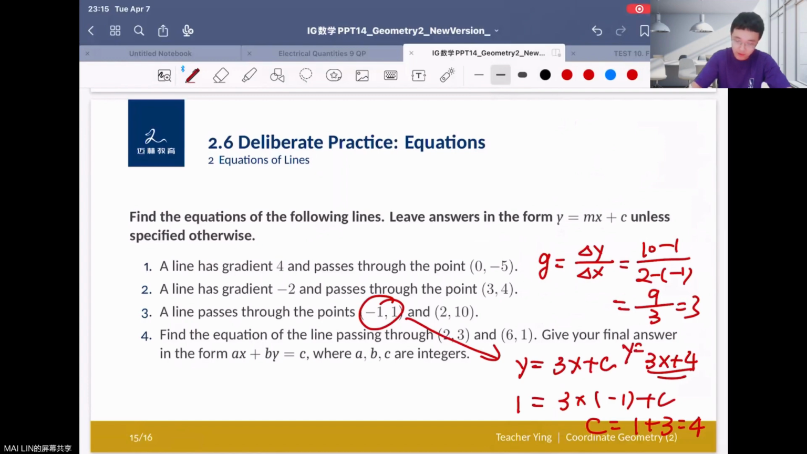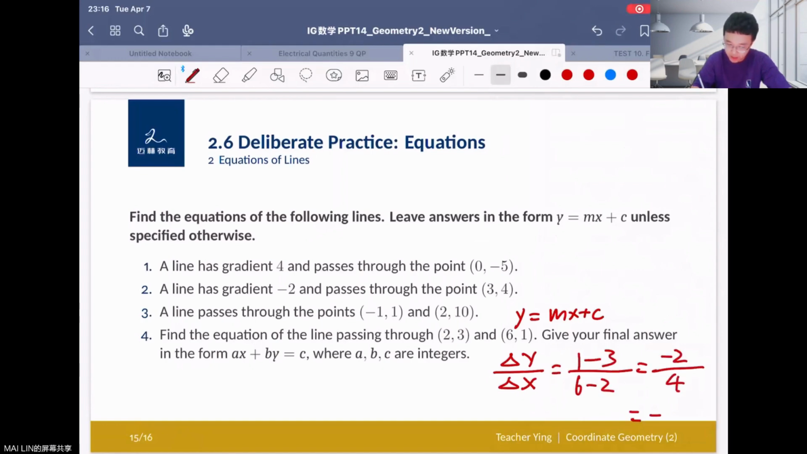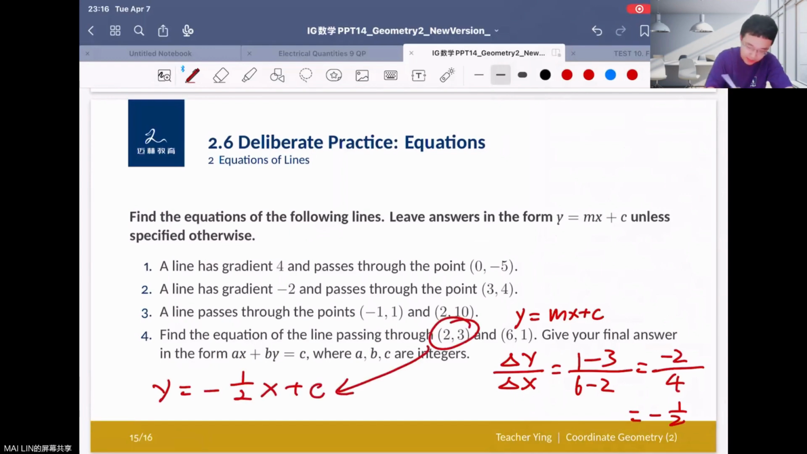And for the last question, first we can write it down in the normal form as y equals mx plus c. So here we are given 2 points, so we can use change in y over change in x to find the gradient, right? So here the gradient is delta y over delta x equals 1 minus 3 over 6 minus 2. The value here is -2 over 4, which is -1/2, right? So we can write it down as y equals -1/2 x plus c, okay? And then you can put (2, 3) into it, okay? And the value here is 3 equals -1/2 times 2 plus c. So c here equals 4, okay?